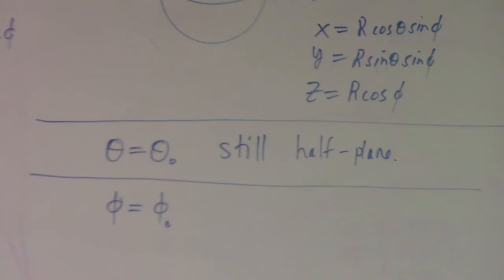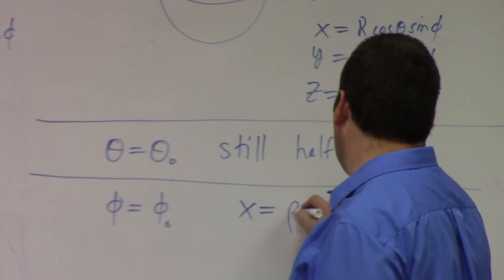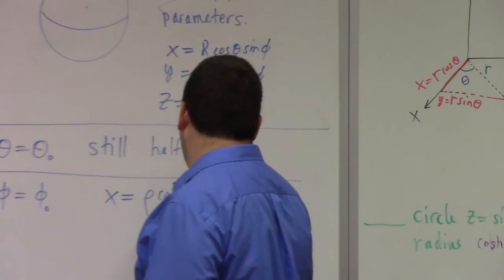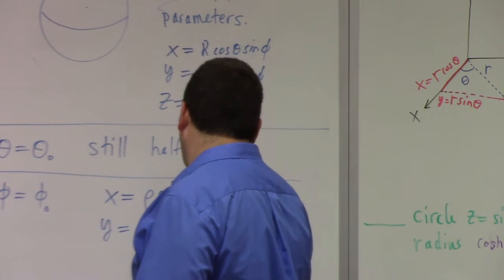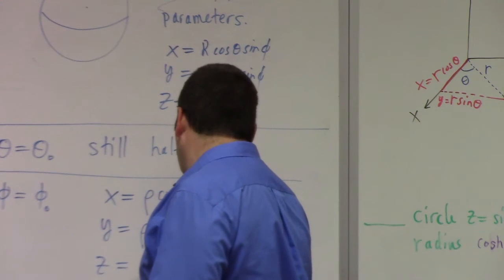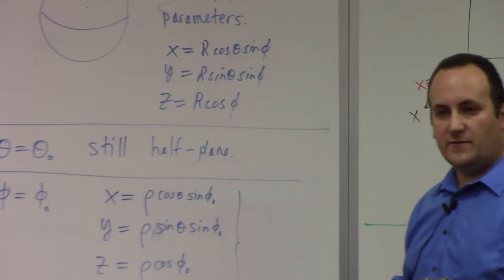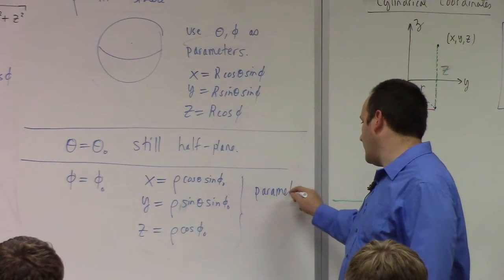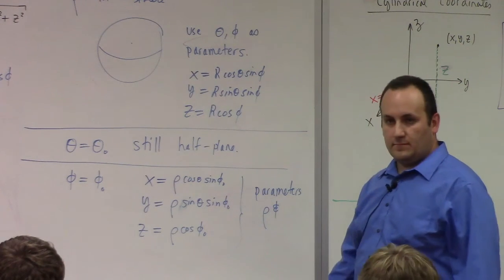It's a cone. Right. So x equals rho cosine theta sine phi naught. Y is equal to rho sine theta sine phi naught, right? Z equals rho cosine phi naught. These are the parametric equations for a cone. What are the parameters? Rho and what? And theta.